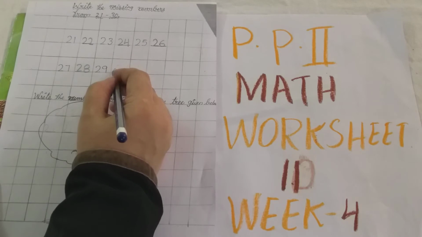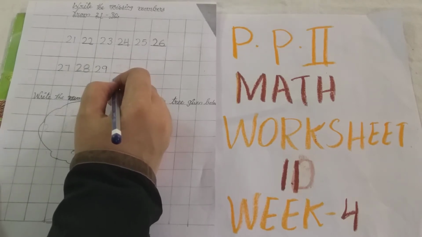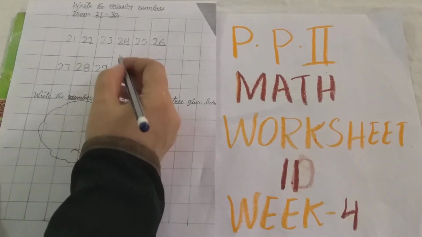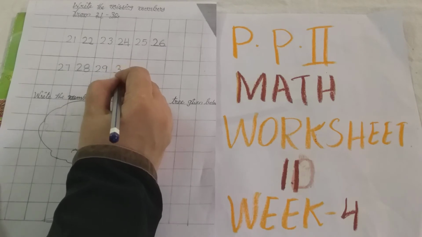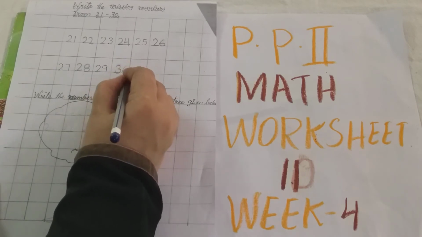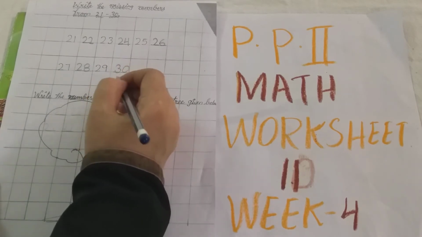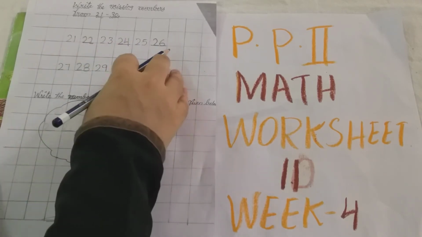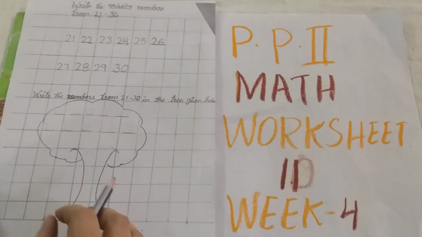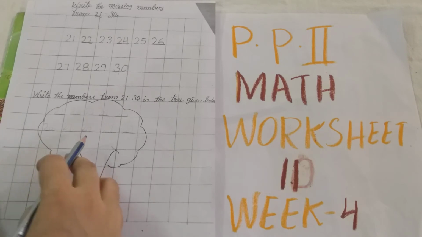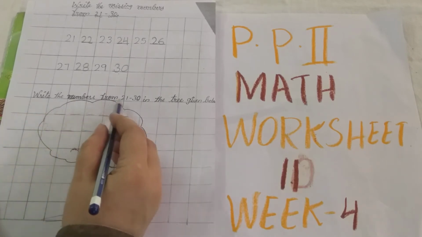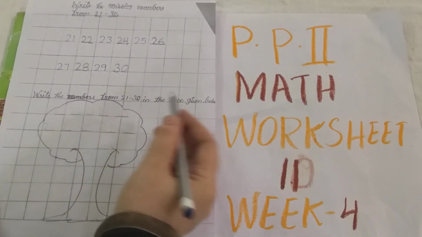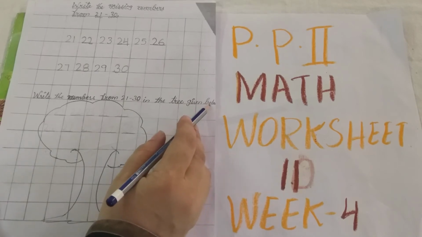Which number should I write here? After 29? 3, 0, 30. I have to write it here, okay? Now we have completed these missing numbers. After this, now write the numbers from 21 to 30 in the tree given below.